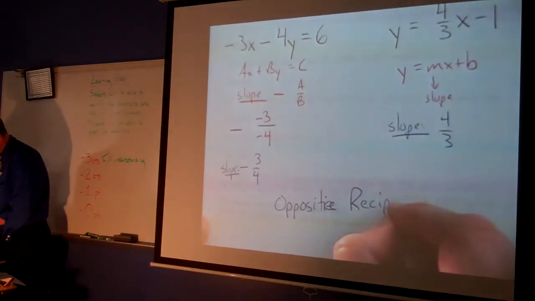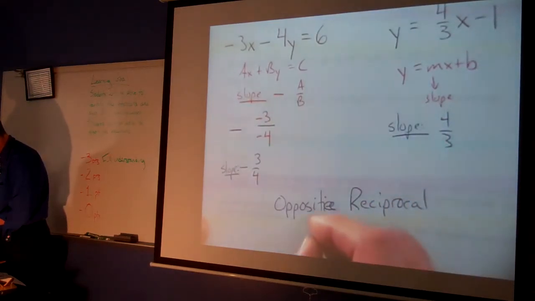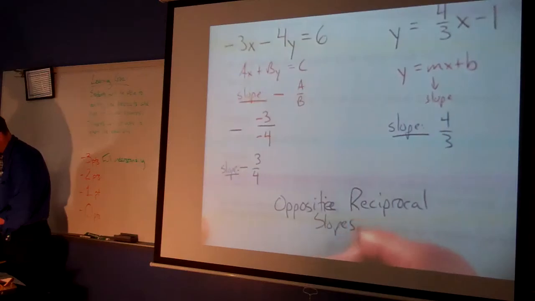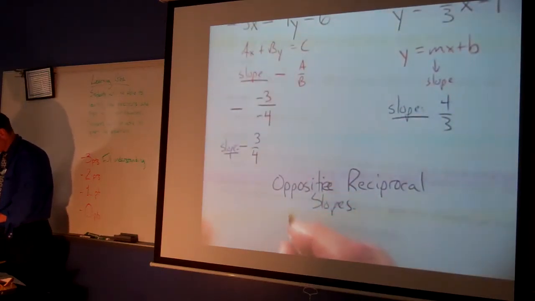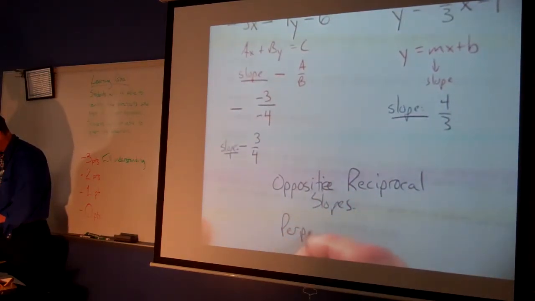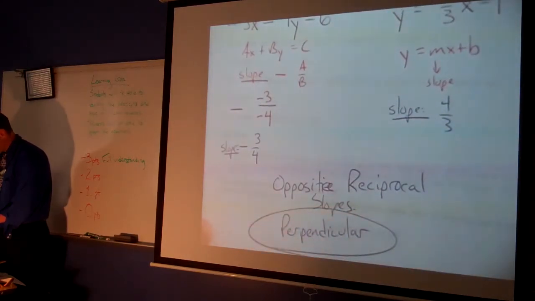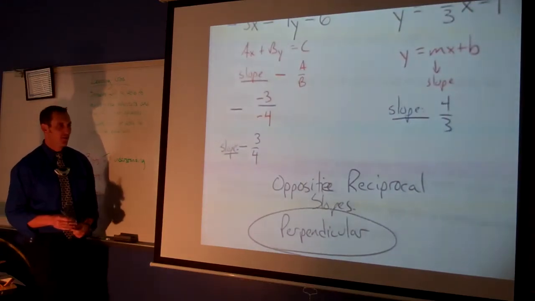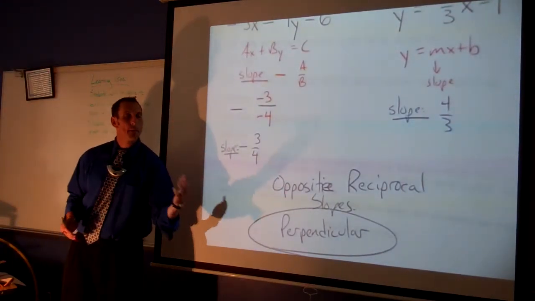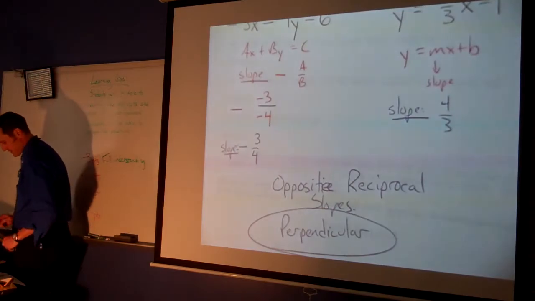Opposite reciprocal slopes. And I'm still working on spelling. Therefore, these two lines are perpendicular. Remember, the goal was to determine, are these two lines parallel, perpendicular, or neither?